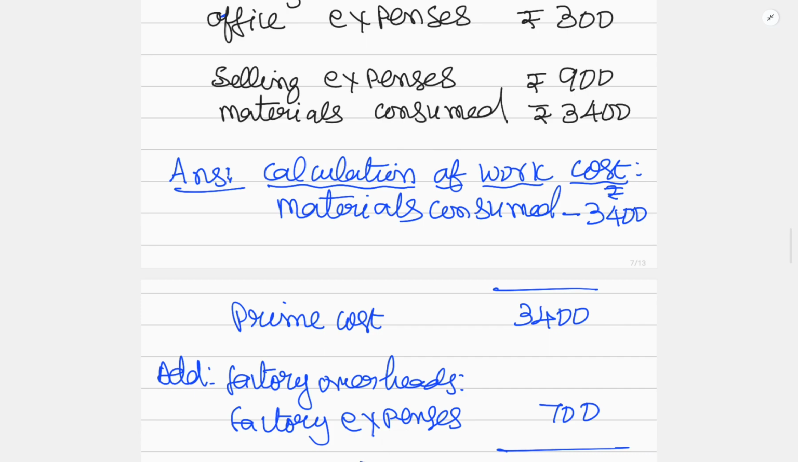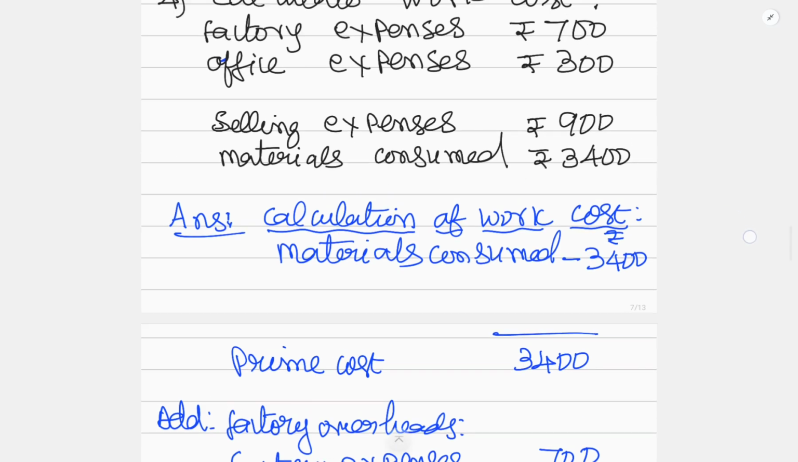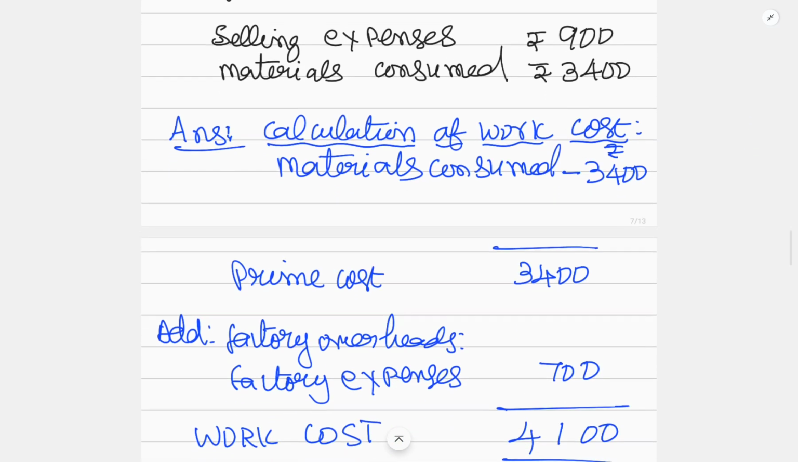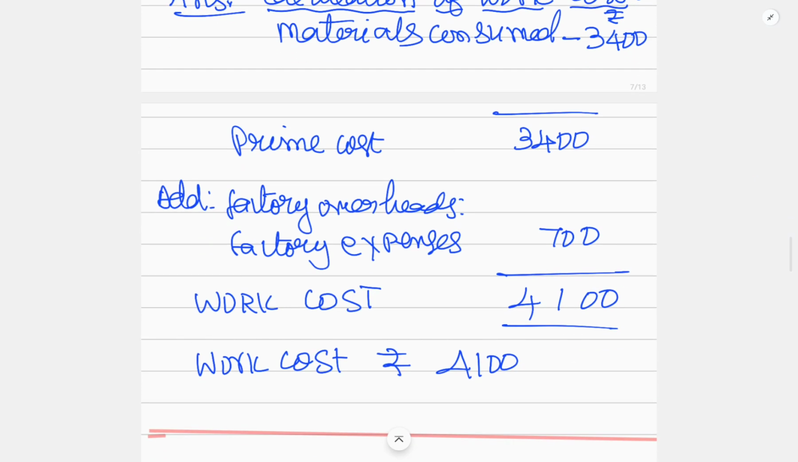First we have to take material consumed, given 3,400. Then direct expenses are nil. Therefore prime cost is equal to 3,400. To this, we have to add factory overheads to prime cost. So factory overheads given, factory expenses rupees 700. So we should add prime cost plus factory expenses, 3400 plus 700 is equal to 4100, which is known as work cost. Therefore answer is rupees 4100.